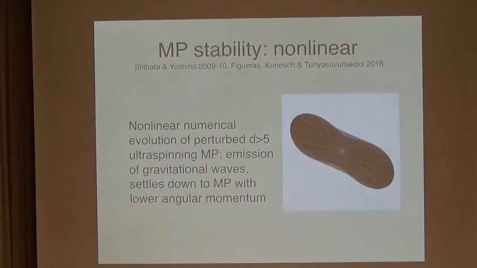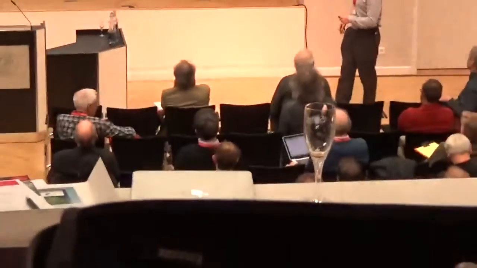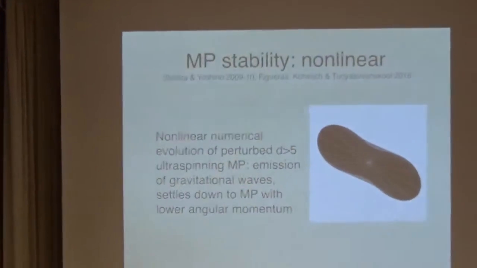And what the earlier simulations have found is that if you do follow this further, because you've got this extended bar structure which has broken the rotational symmetry, you're going to have emission of gravitational waves. These are going to carry away angular momentum, and the solution eventually settles down to a Myers-Perry black hole with a lower value of the spin, lower angular momentum.